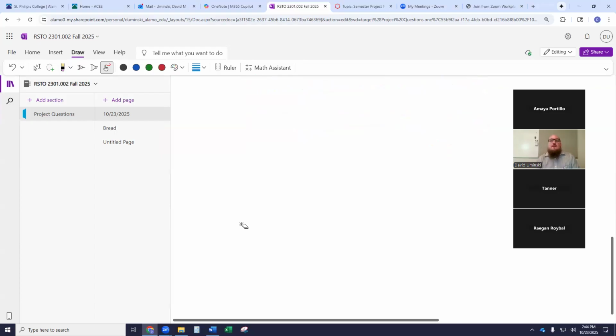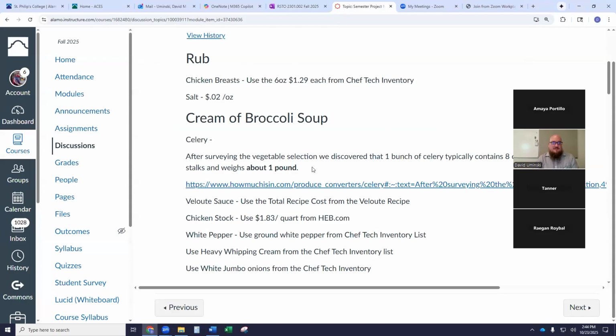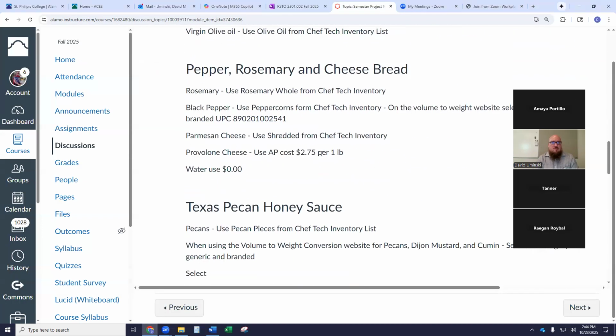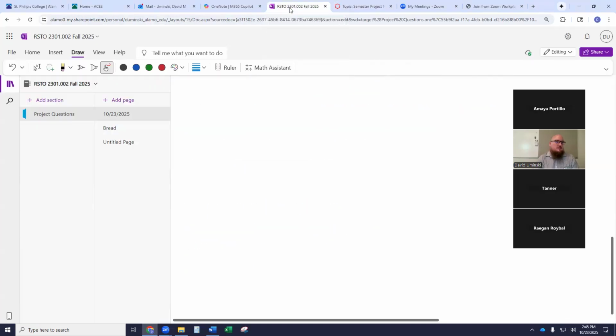So then it says it's 2.26 ounces. So you're gonna multiply that after that. You're gonna look at the provolone cheese, it might be 0.53, right? Yep, it's still here. So then you're gonna multiply that by, yes, provolone cheese, AP cost of $2.75 per pound.